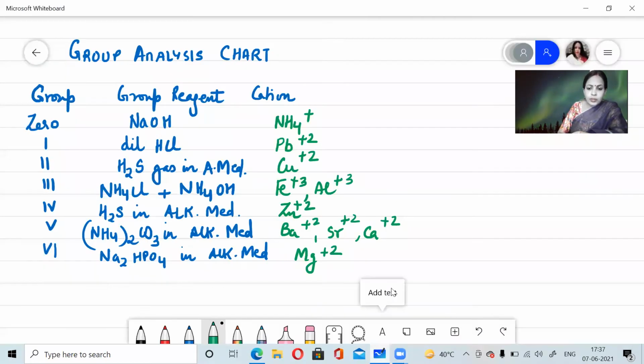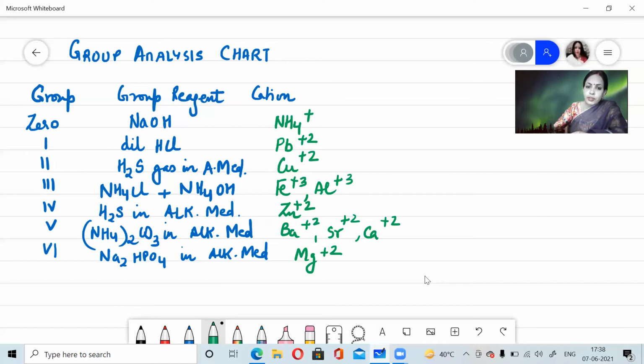So here it goes. You can see the chart which I have already pasted here for you all. Now this is a group analysis chart, children. Group reagent and cation. Now today we are going to start with the qualitative analysis. Now qualitative analysis, when we are talking about, it deals with the confirmation of cations and anions. But then we should be knowing some technical terms also.